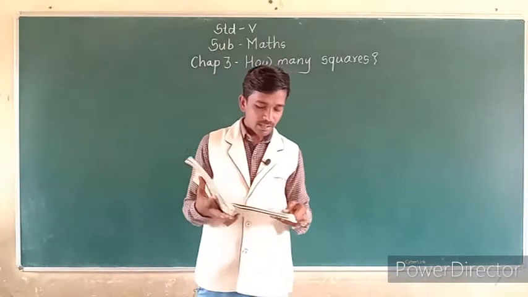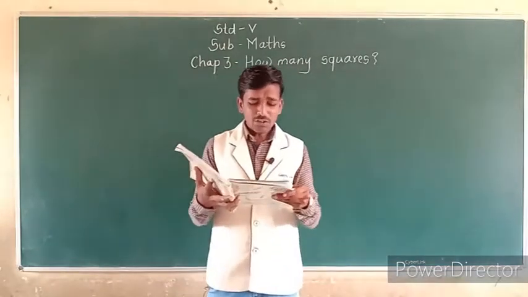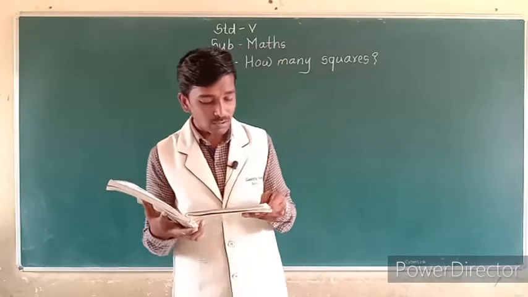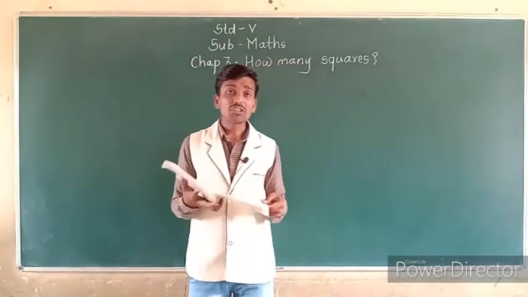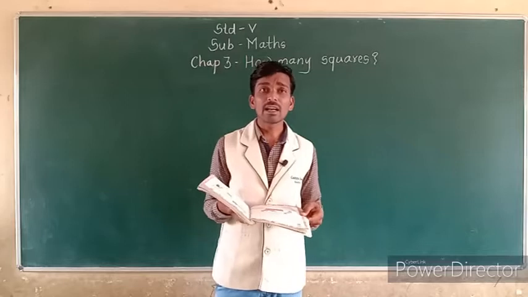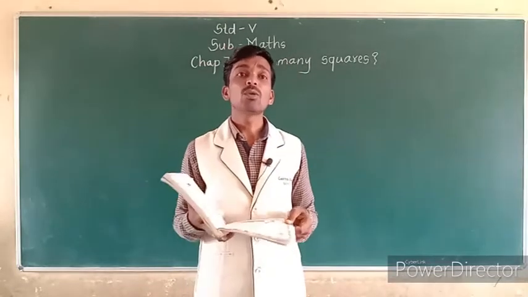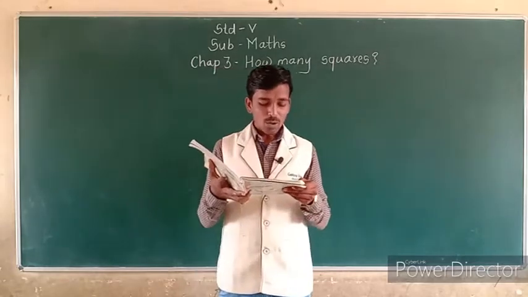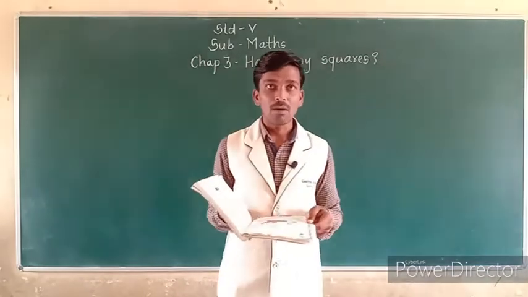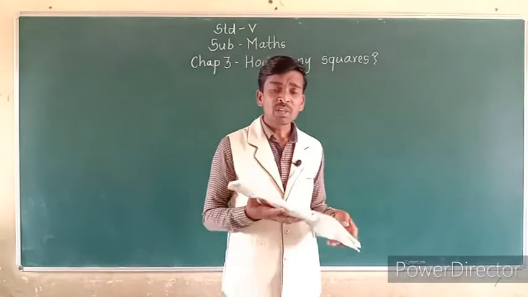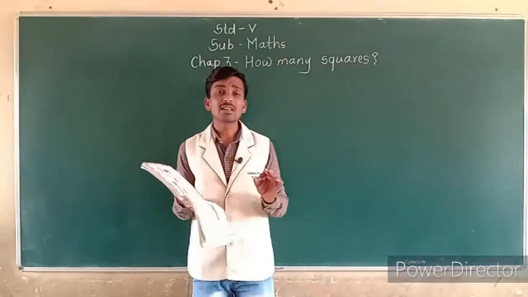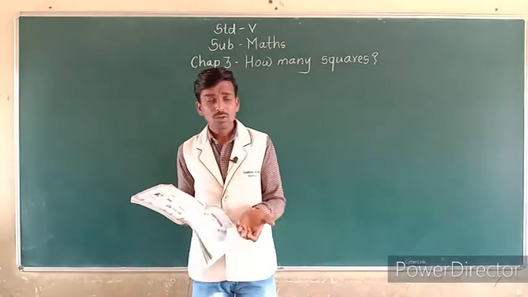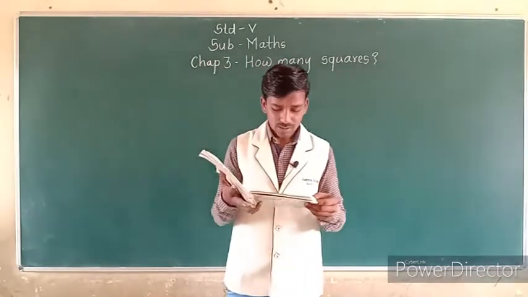See next: each rectangle is made out of 12 equal squares. In each shape or in each rectangle, how many small squares are there? 12 small equal squares are there. So all have the same area. Why? These all squares are equal. So their area is also the same.